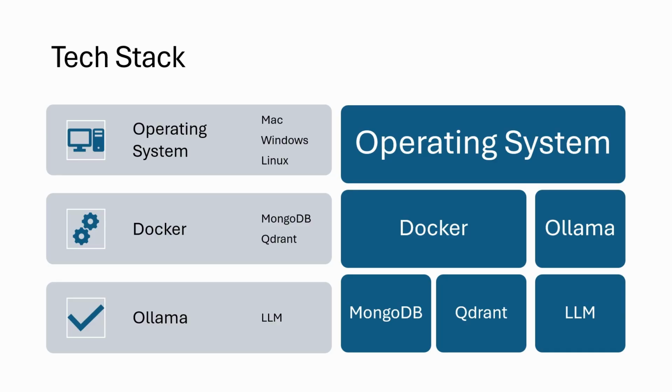The final piece of our tech stack is Ollama, which houses our large language models, LLMs. These models bring the app to life, enabling powerful AI functionalities like natural language processing and intelligent text generation. Whether it's answering queries, generating content, or assisting users with complex tasks, Ollama ensures our app is both smart and responsive.